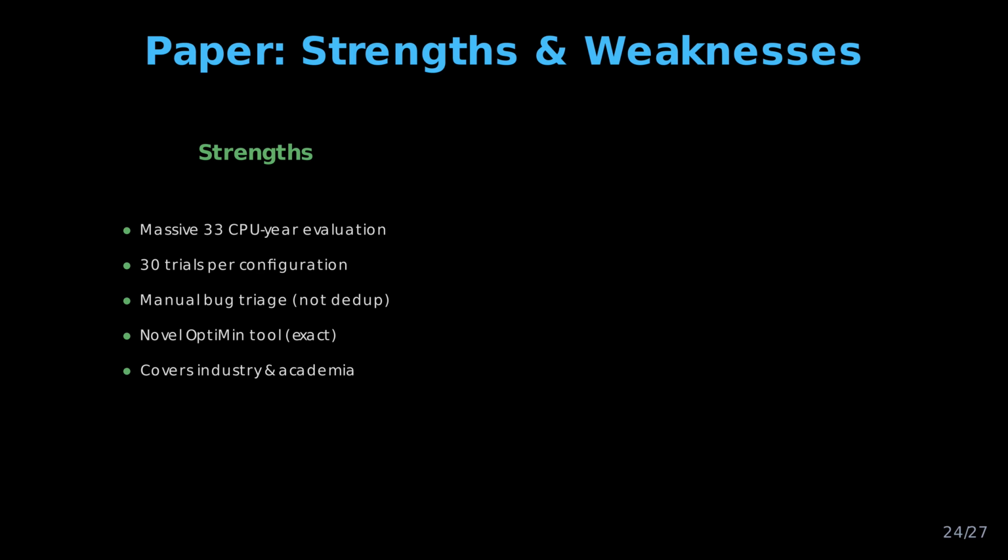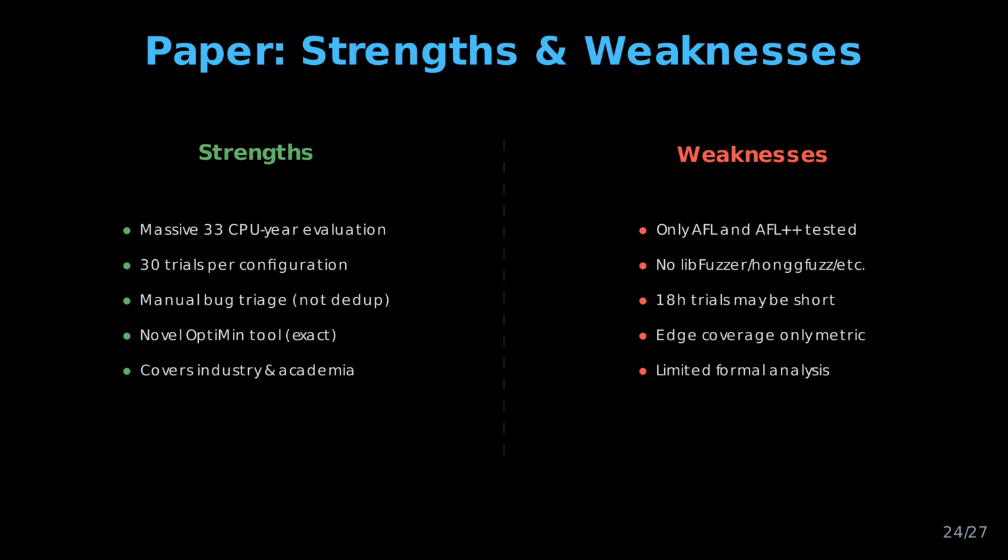On the weaknesses side, though, the study only evaluates two fuzzers, AFL and AFL++. It's unclear how the results would generalize to fundamentally different fuzzers like Honggfuzz or LibFuzzer, let alone hybrid fuzzers like QSYM. The 18-hour trial duration, while following established guidelines, might be too short to reveal the impact of seed selection on very deep bugs.